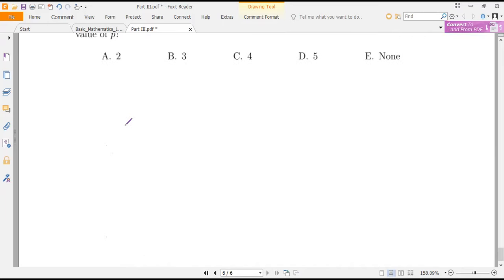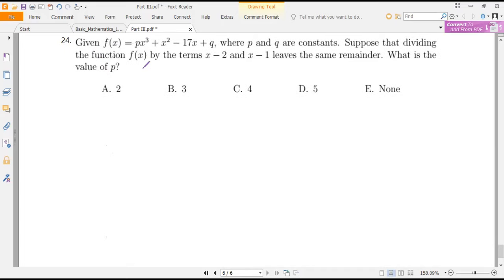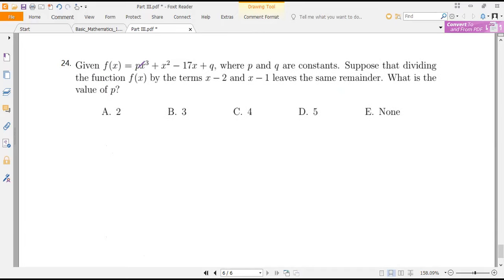And the last one: given f of x equals p x cubed plus x squared minus 70x plus q, where p and q are constants. Suppose that the function f of x divided by x minus 2 and x minus 1 leaves the same remainder. Then what's the value of p?